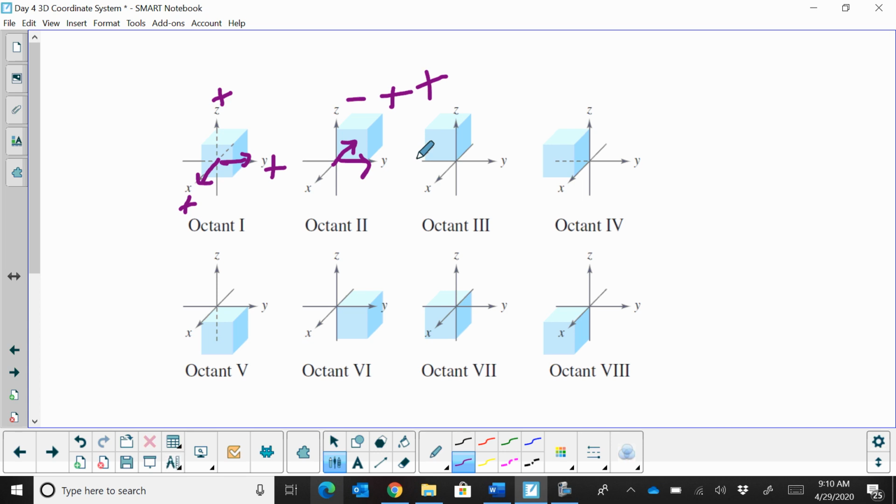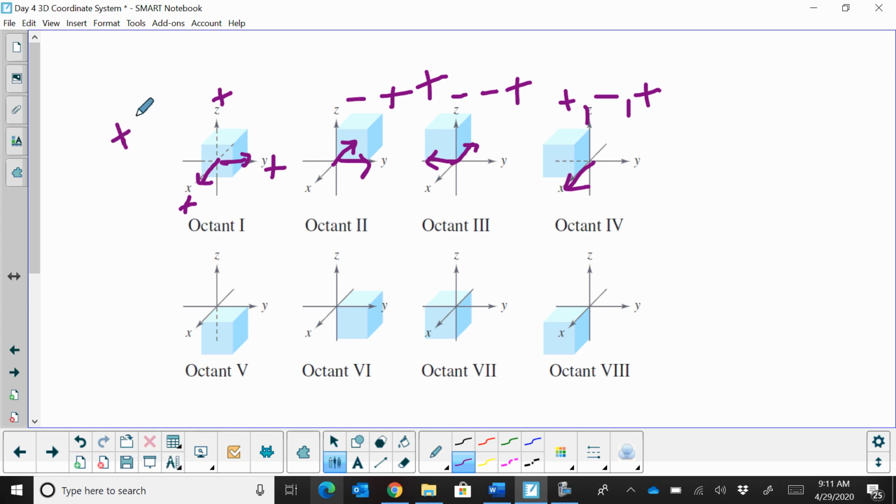In the third octant, x is negative because it's going back, y is negative because it's going left, and z is positive because it's up, so it's negative, negative, positive. And in octant 4, x is positive because it's coming forward, y is negative because it went to the left, and z is positive. So as you can see, these 4 octants are just like a Cartesian coordinate plane, but the third coordinate is z, and the z is always positive.